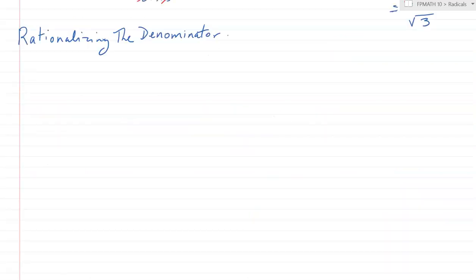All right, next part is rationalizing the denominator. Let me explain what that is. In the world of mathematics, we do not like to write a fraction that has a radical in the denominator. All right, so remember, the denominator is the bottom piece right here, the bottom part of the fraction. That's the denominator.